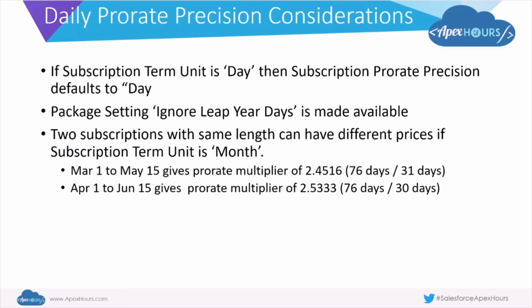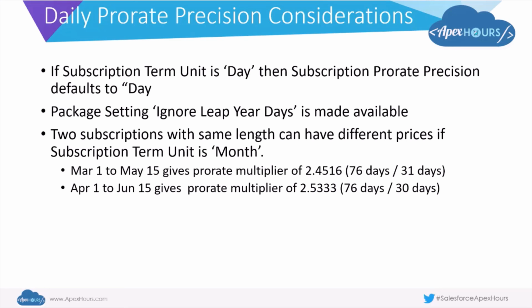Now, if the same thing happens but starts on April 1st and ends on June 15th, you still have 76 days overall. But since you're starting in April, the prorate multiplier takes that into account and divides 76 days by the 30 days in April to give a slightly higher prorate multiplier. So as you can see, even though the overall length of the subscription is the same, the pricing is different because of the settings. These considerations are important for us to really understand in depth when we are making the changes and configuring Salesforce CPQ.